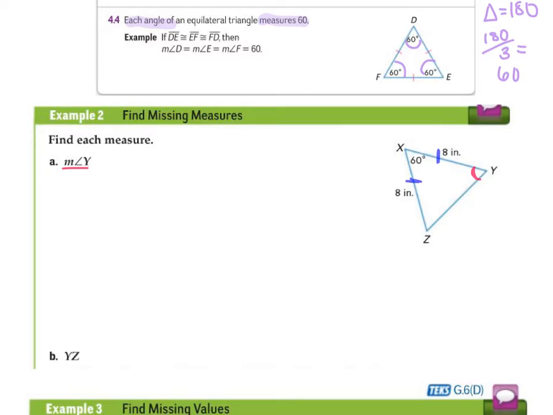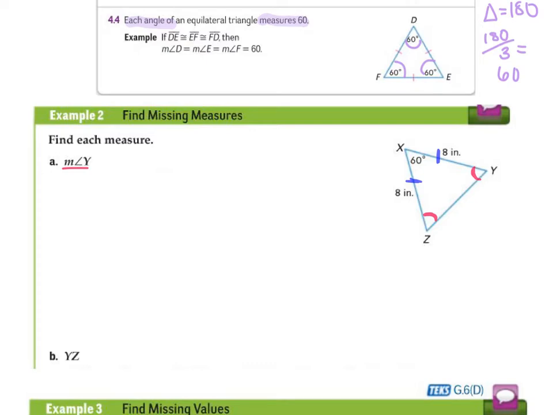All right, what kind of triangle is that? Well, thinking back to yesterday, when we have two congruent sides, we have an isosceles triangle. And remember, whenever we have an isosceles triangle, our angles are congruent as well. So I'm going to say angle Z is equal to angle Y also.